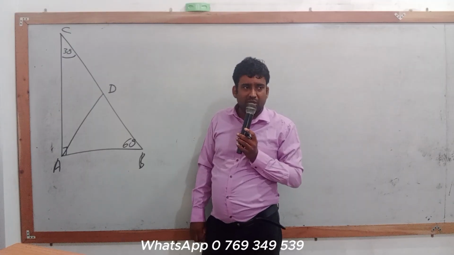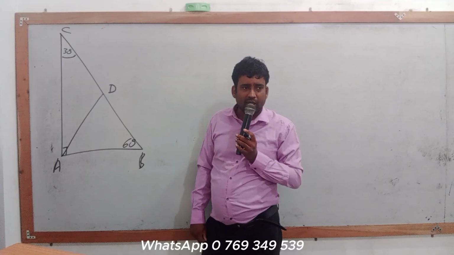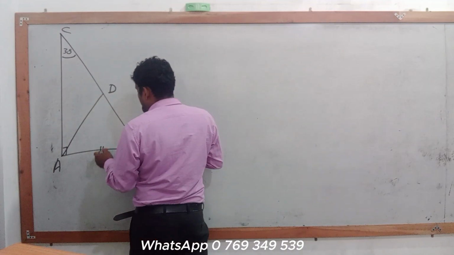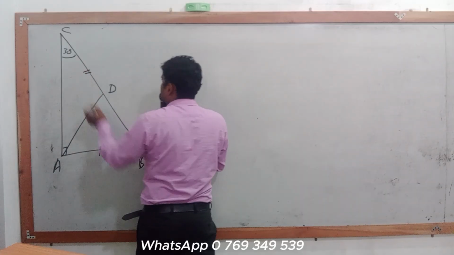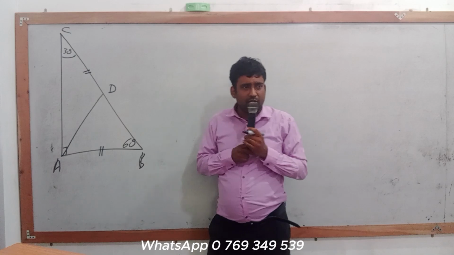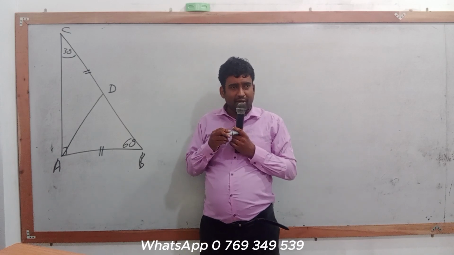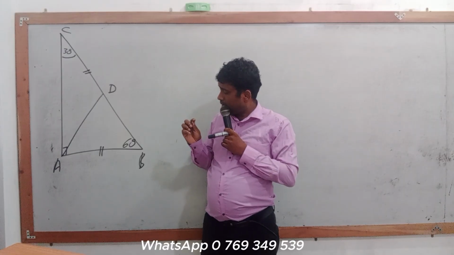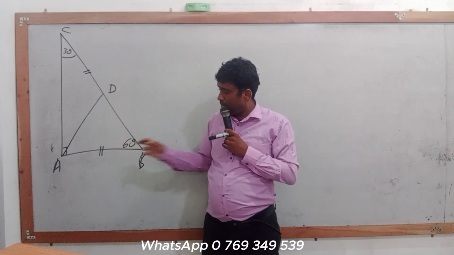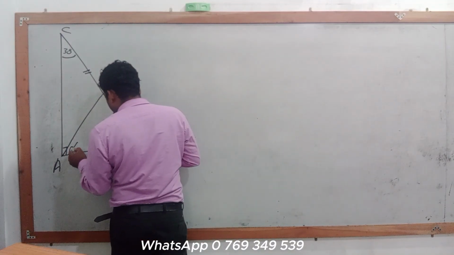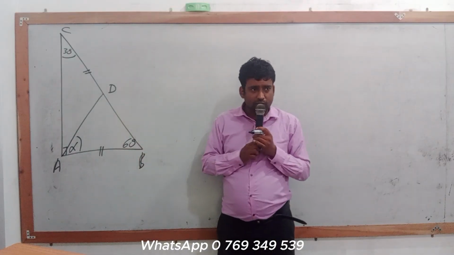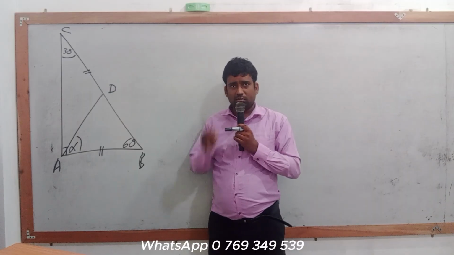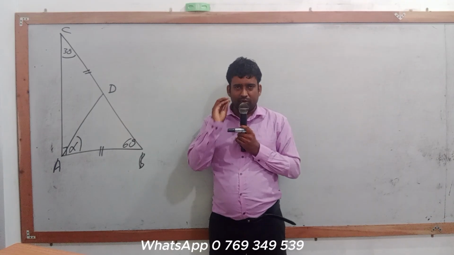The point D lies on BC such that AB equals DC. AB equals DC. This one is easy, right? Let angle DAB be alpha. This one is alpha. Using the sine rule, give the result. Give the theory.